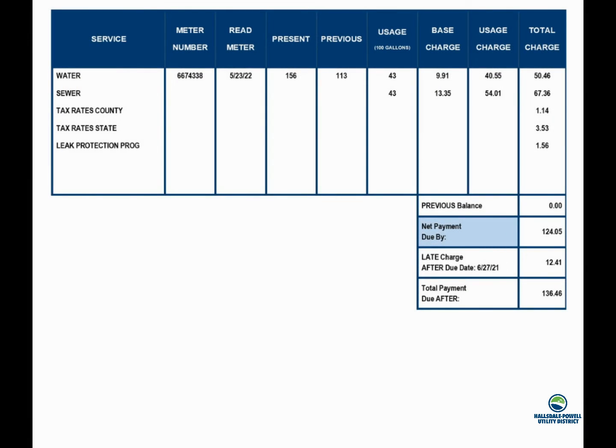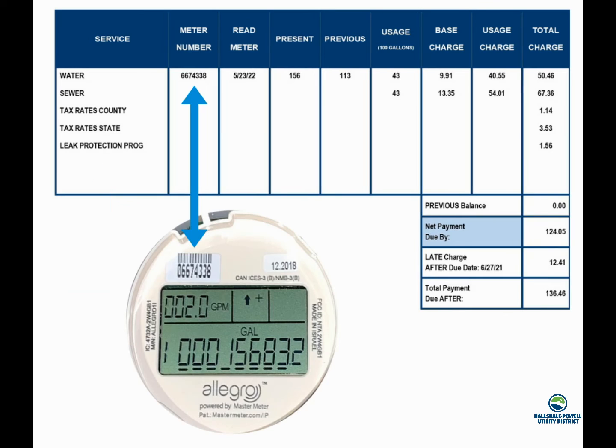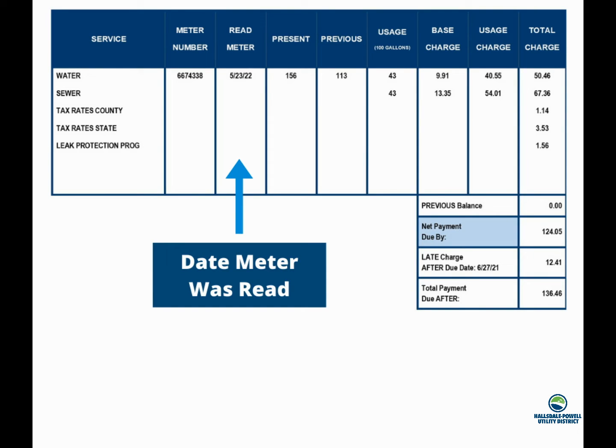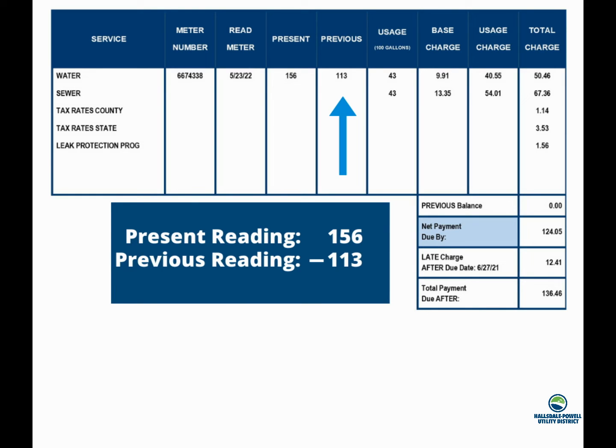Here is an example of a billing statement. The first column is the description of service. The second column is the meter number that we talked about in the beginning of this video, which was the meter serial number located on the meter cap, as well as the face of the meter. The next column is the date that your meter was read on, followed by the present reading. The present reading minus the previous reading equals the amount of water used during a billing cycle.